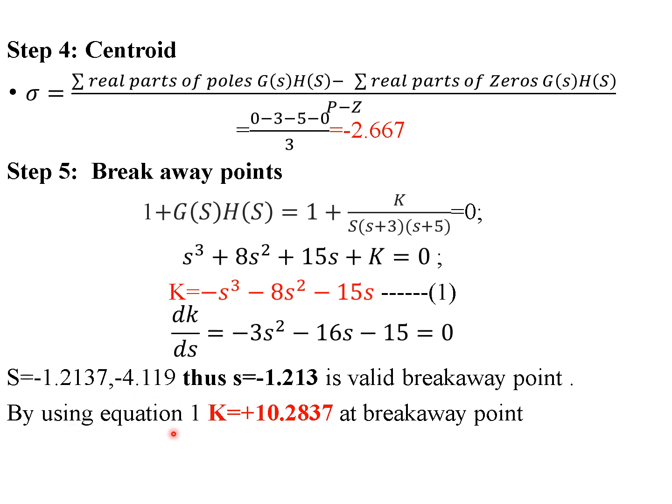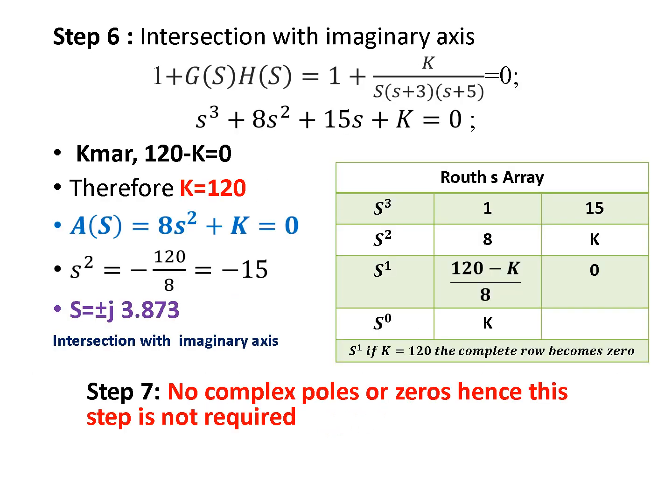So by using the equation again, we consider this equation number 1 and substitute the value of s in this. So we get the k value, and the k value is plus 10.2837 at the breakaway point. Step 6, intersection with imaginary axis.